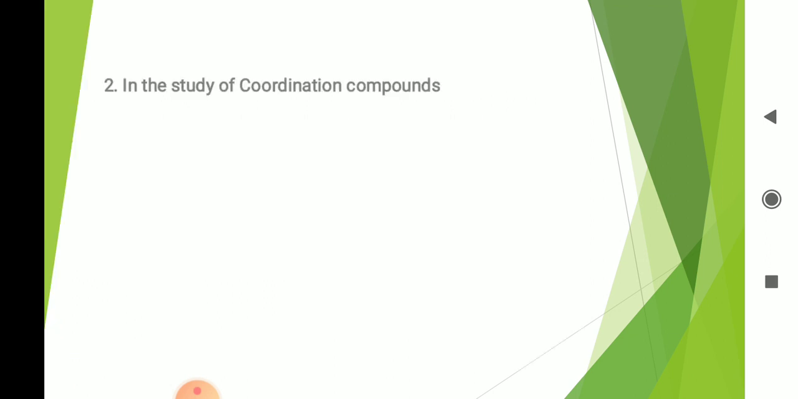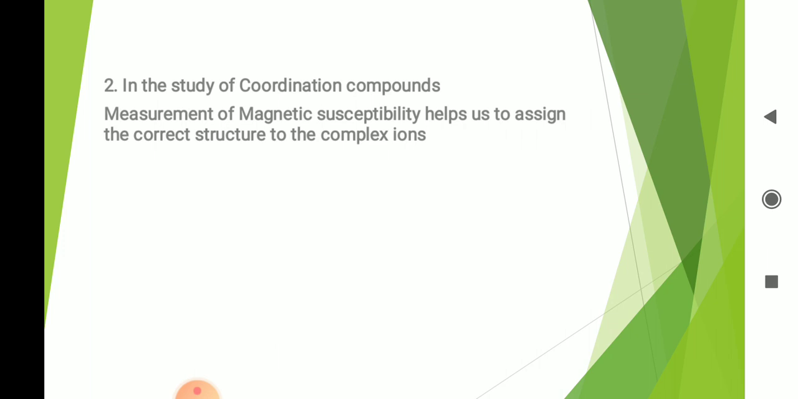Then, in the study of coordination compounds, an important application of magnetic susceptibility in chemistry has been in the study of coordination compounds of transition elements. Measurement of magnetic susceptibility helps us to know the number of unpaired electrons present in the complex, which in turn helps us to assign the correct structure to the complex ion in some cases.